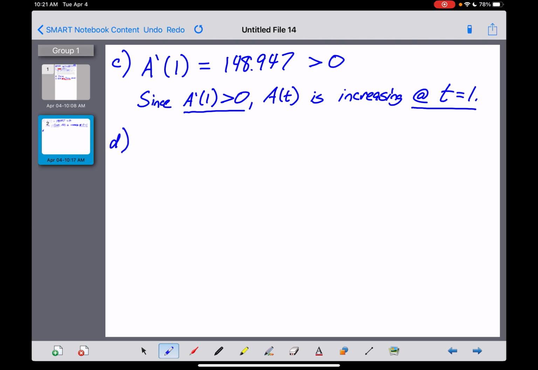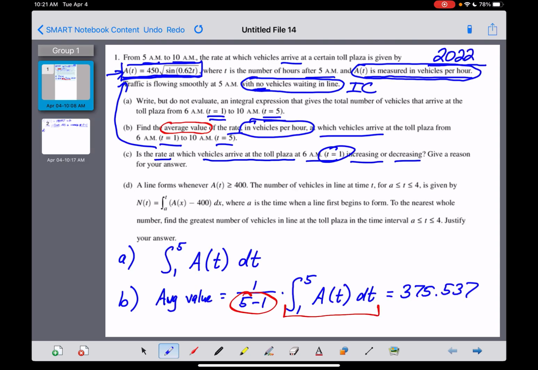Now, D is the tricky part to this problem here, guys. As somebody asked me this question in class the other day, we didn't get the answer quite right, and I think I figured out why that was. So, what's going on here in part D? A line is forming whenever A of t, which is that rate at which vehicles arrive at a toll plaza, is greater than 400 vehicles per hour. Okay, the number of vehicles in line at a time t between A and 4 is given to us here by this function right here.